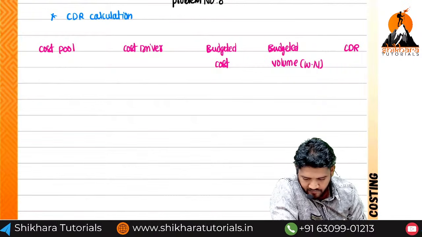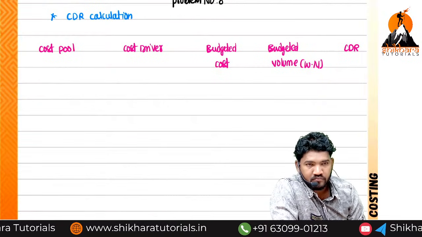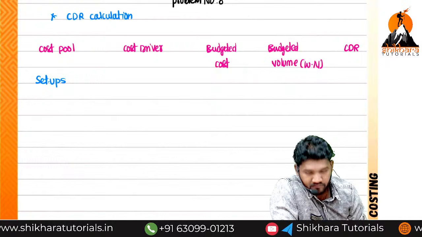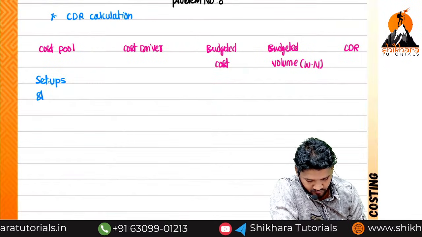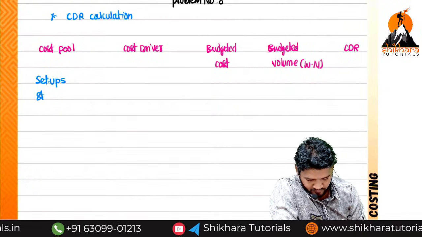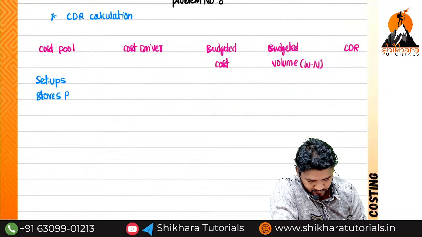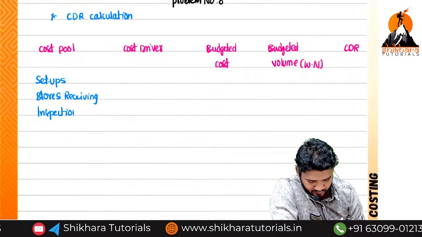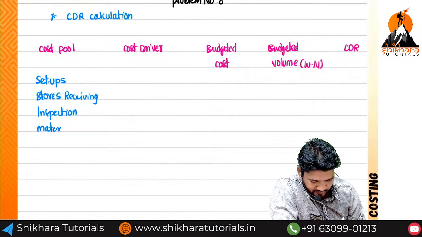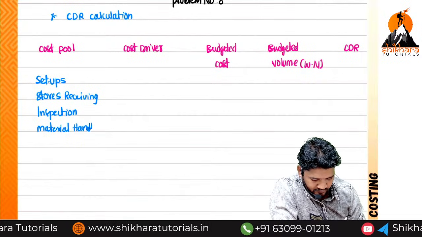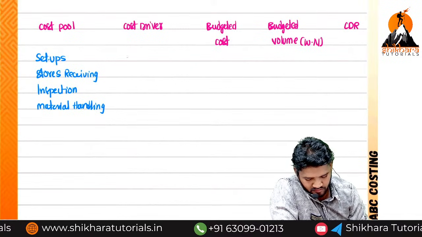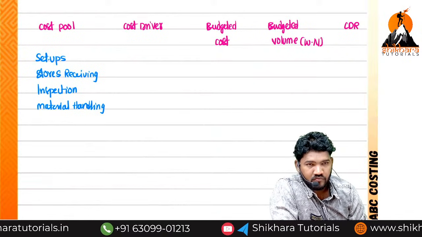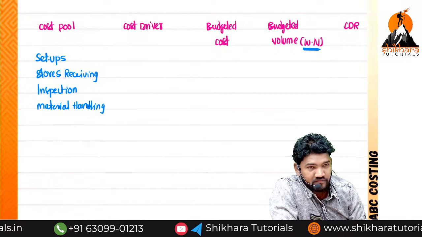Someone tell me the cost pool. Setups. Stores or inspection? Stores. Inspection. Material. Cost driver. Number of setups only, na? Happy?